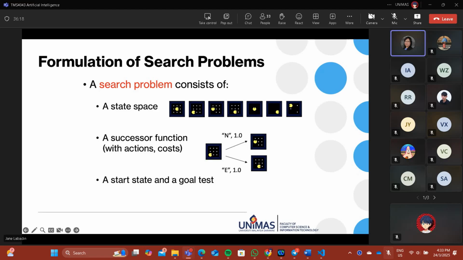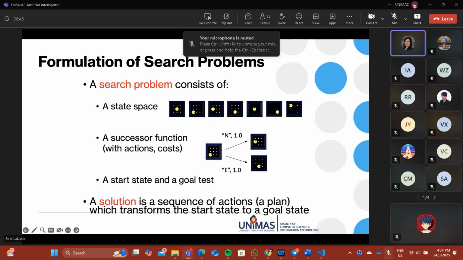In a search problem also, you will have a start state, that's the initial state your agent is in. And of course, you will have a goal. You need to know what the goal is. Hence, you should also have a goal test, because you need to test whether you have already reached the goal or not, right?